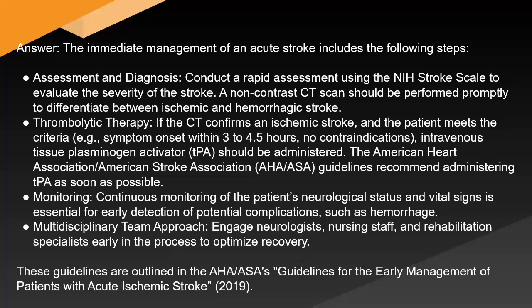Monitoring. Continuous monitoring of the patient's neurological status and vital signs is essential for early detection of potential complications, such as hemorrhage. Multidisciplinary team approach. Engage neurologists, nursing staff, and rehabilitation specialists early in the process to optimize recovery. These guidelines are outlined in the AHA/ASA's Guidelines for the Early Management of Patients with Acute Ischemic Stroke, 2019.